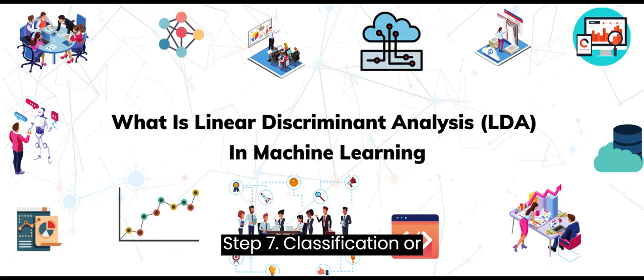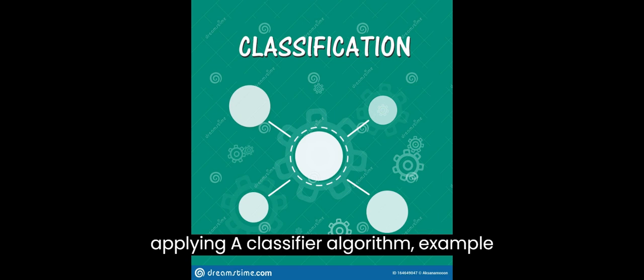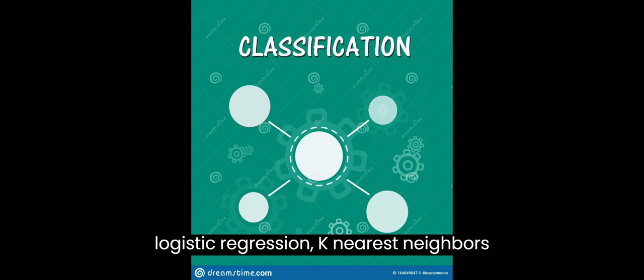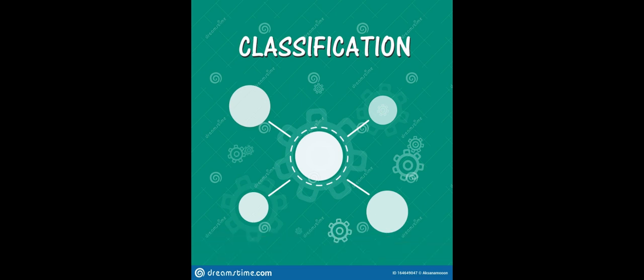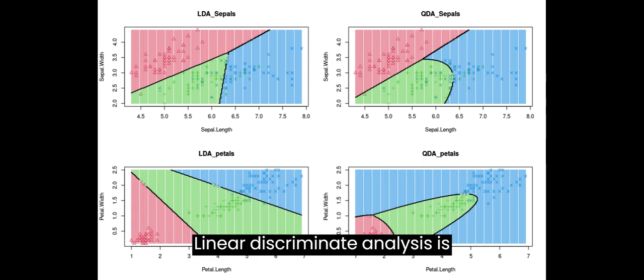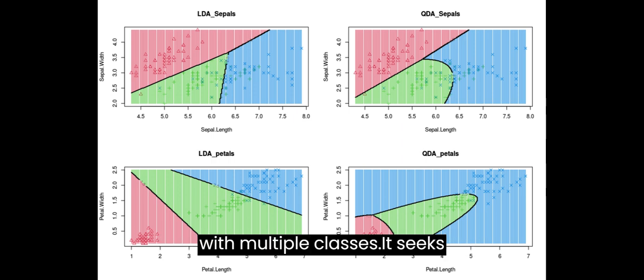Step 7. Classification or analysis. The transformed dataset can be used for classification by applying a classifier algorithm, for example, logistic regression or k-nearest neighbors, on the reduced feature space. LDA can also be used for exploratory analysis to visualize the data or identify important features that contribute to class separation. Linear discriminant analysis is particularly useful when dealing with classification problems and datasets with multiple classes.